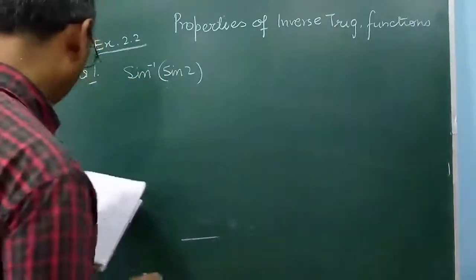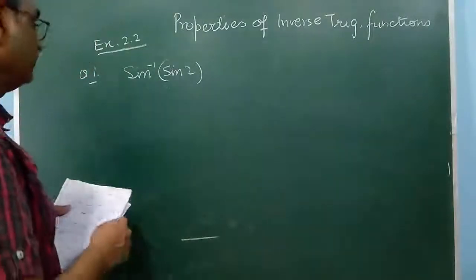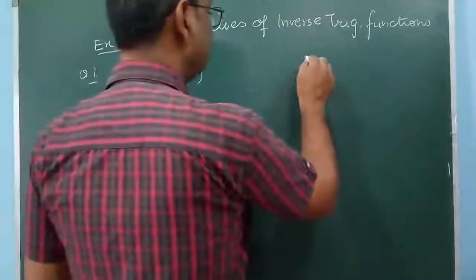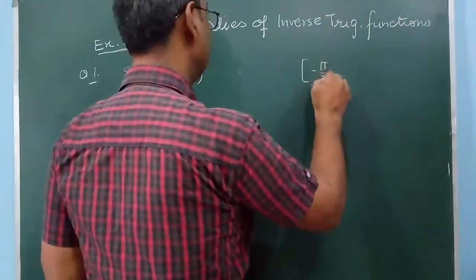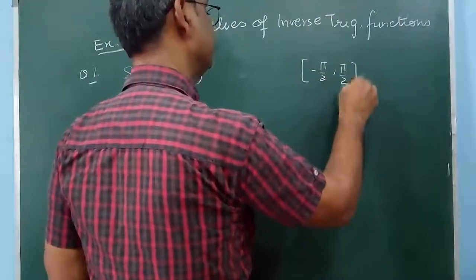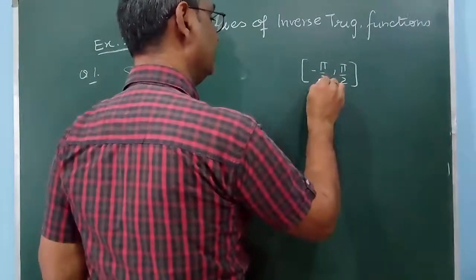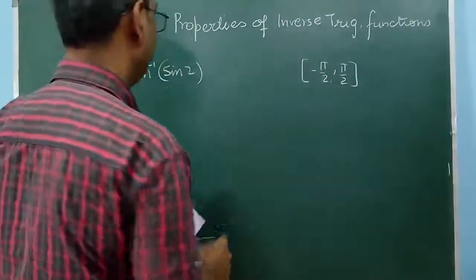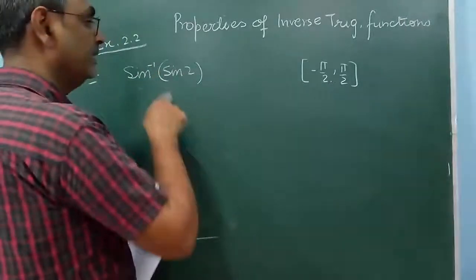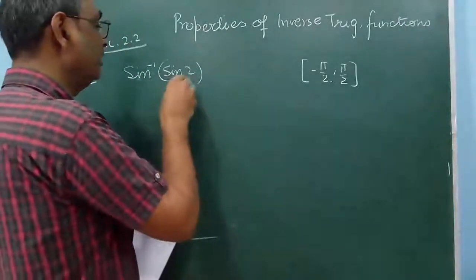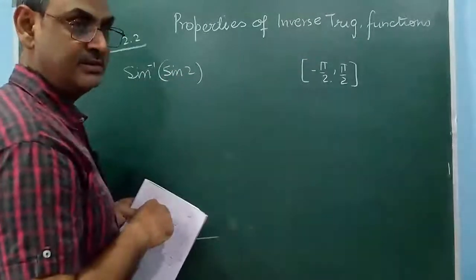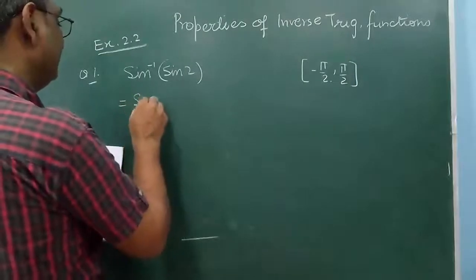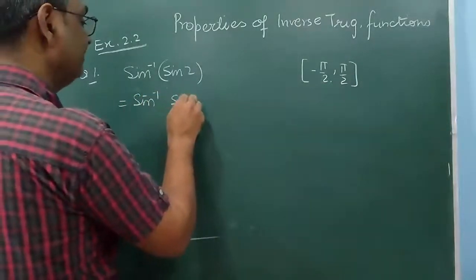What can we do now? Here we have to get the angle from minus pi by 2 to pi by 2. This is the domain of sine inverse, correct. Now what will it be? We will be writing sine inverse sine of pi minus 2.